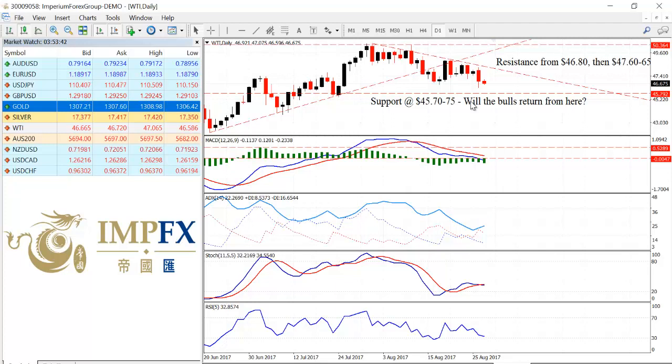If the supply does get short, then of course the market should start finding demand in price, on the assumption that the market could rebound from 44.80 or around this 45.70. So for those trading short, just be on your guard, as we could see an impulse back towards 46.80 to 47.60-65.